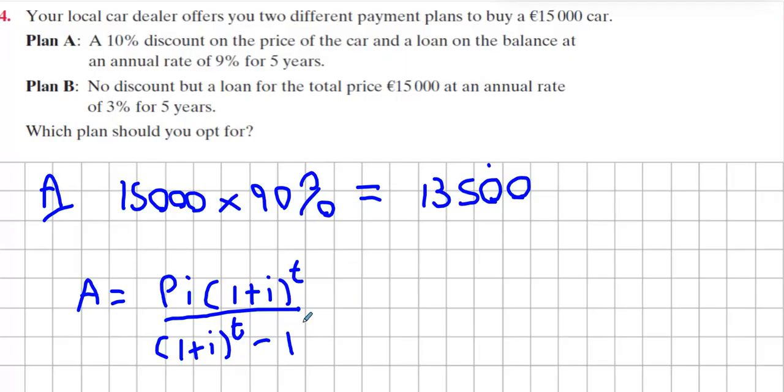Okay. What's our P value, guys? Our P value is the amount we borrowed, isn't it? So what's the P value, guys? 13,500. Okay. What's the I value? Can anybody tell me the I value? 9%. Okay, so it's 9%, so 0.09.